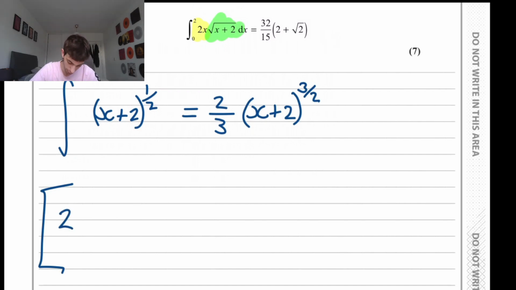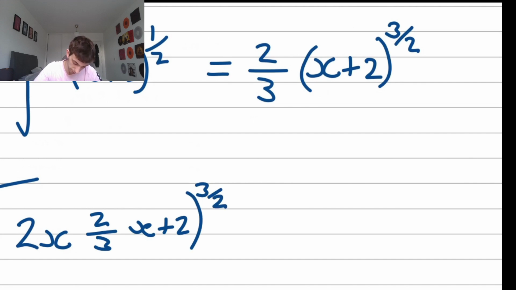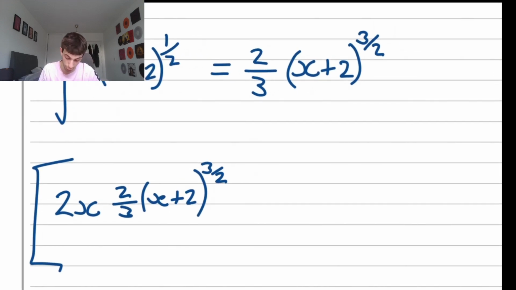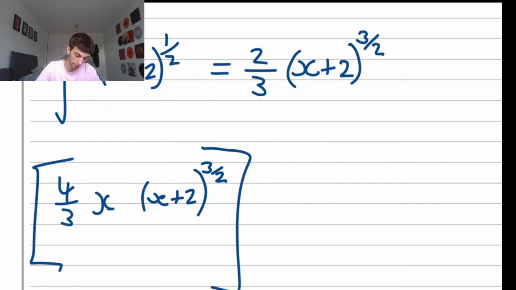So leave, integrate. So we have 2x multiplied by 2/3 multiplied by x plus 2 to the power of 3 over 2. Great, so we can actually already do 2x multiplied by 2/3. That's going to be 4 over 3x. So we have 4 over 3x multiplied by x plus 2 to the power of 3 over 2. Then we can already have our limits of 2 and 0.